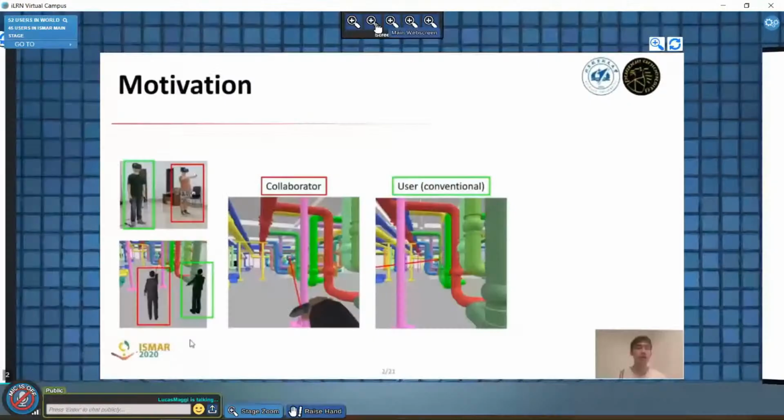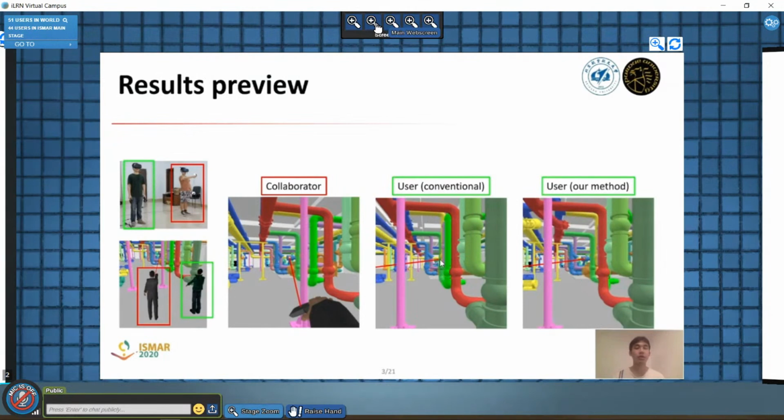Consider a collaborative VR application. The collaborator indicates a part of the virtual environment to the user using a virtual laser pointer. Although the collaborator sees the laser dot, the user might not see it due to occlusions. In this paper, we present a visualization method for letting the user see the workspace exactly the same way the collaborator does. This way, the user can see the laser dot.